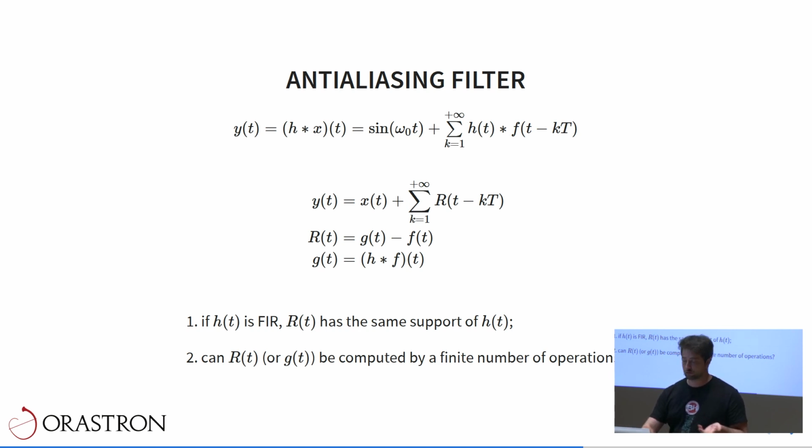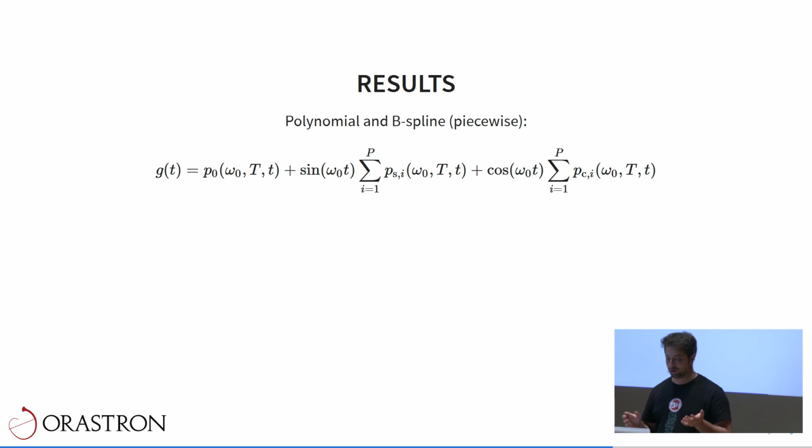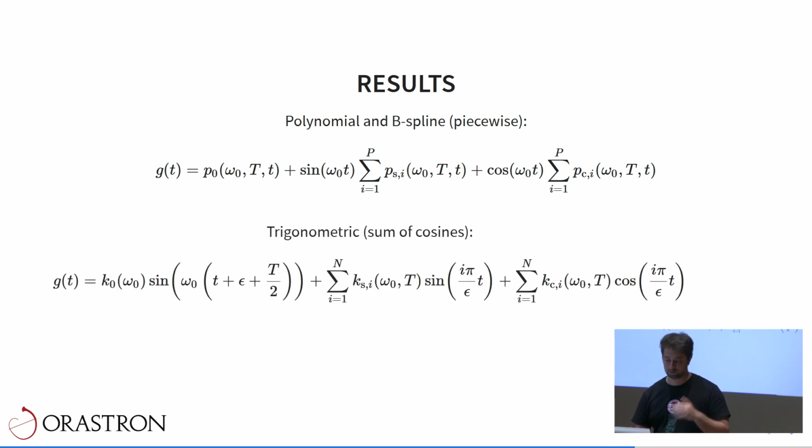Unlikely, there's not much to say about this. You just carry on the computations and you get the results. So we've done it for polynomial and B-spline type kernels and for trigonometric kernels, in the sense of kernels that are sums of cosines. The formulas that are shown here are not exactly the same as in the paper, but they are here just to show a couple of properties. So you will find different formulations there.